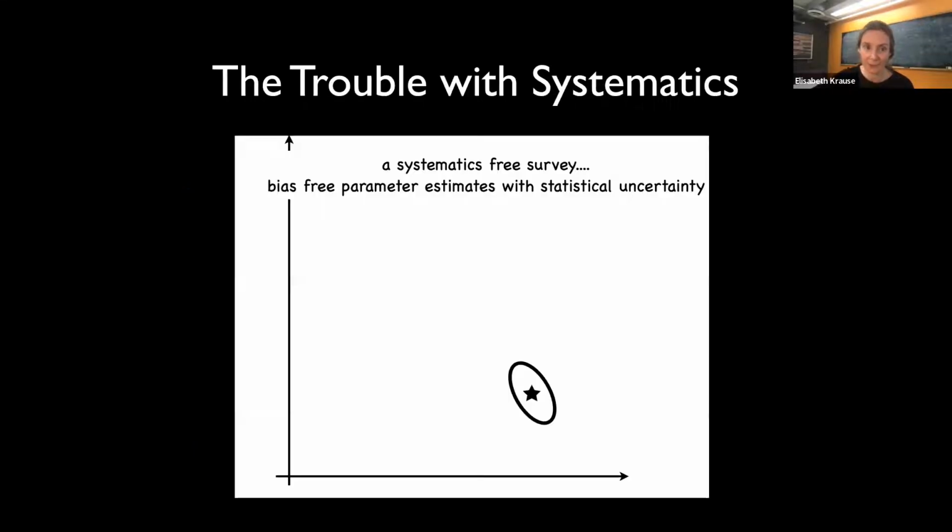And let me show you that in a cartoon. First, we'll start out with a series Dreamland. That is a systematics free survey, where we can also afterwards reassure ourselves that we actually recovered the correct parameters. So we get a bias-free parameter estimate with statistical uncertainty.